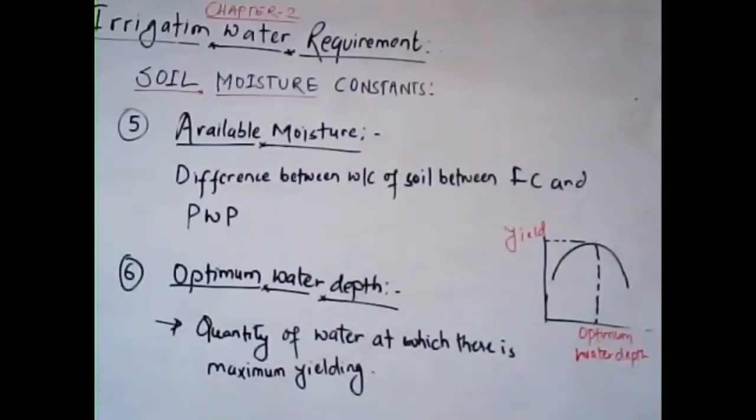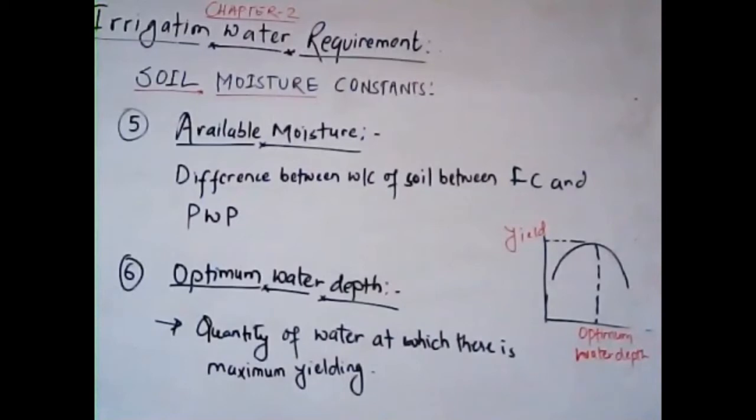Fifth, we will be dealing with the available moisture. This available moisture is the difference between the water content of soil at the field capacity and at the permanent wilting point, PWP. Okay, so this moisture content difference between the field capacity and the permanent wilting point's moisture content is the available moisture.